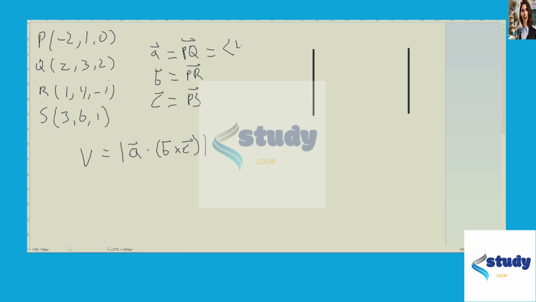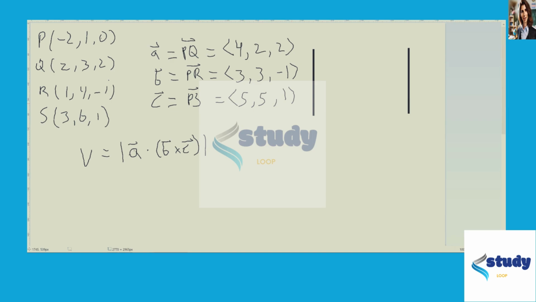That's 2 minus negative 2, 3 minus 1, 2 minus 0. PR is R minus P. That'll be 1 minus negative 2, 4 minus 1, and negative 1 minus 0. And lastly, PS will be 3 minus negative 2, 6 minus 1, 1 minus 0.